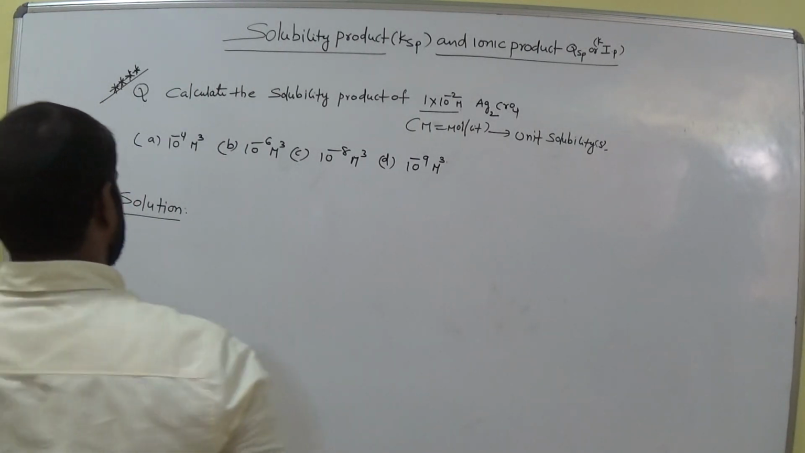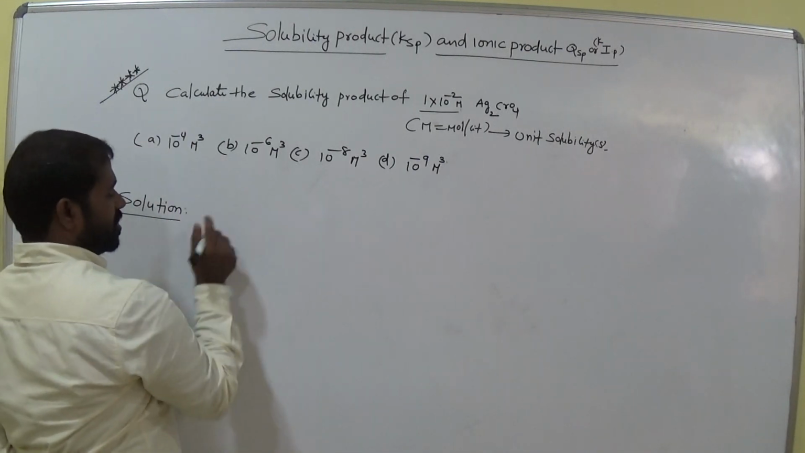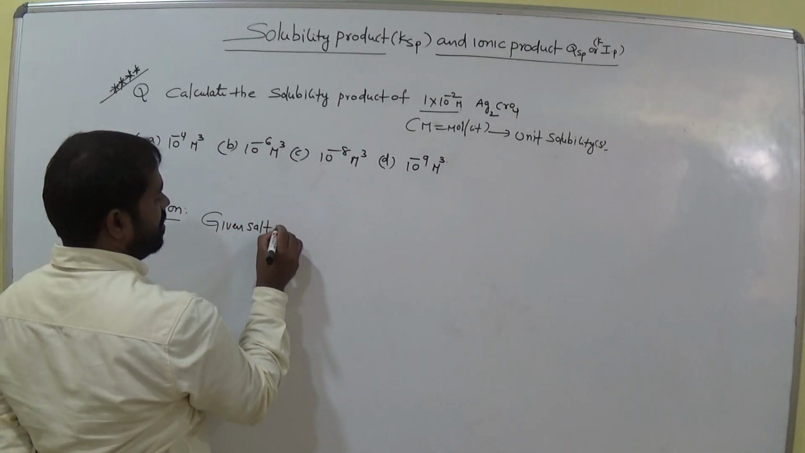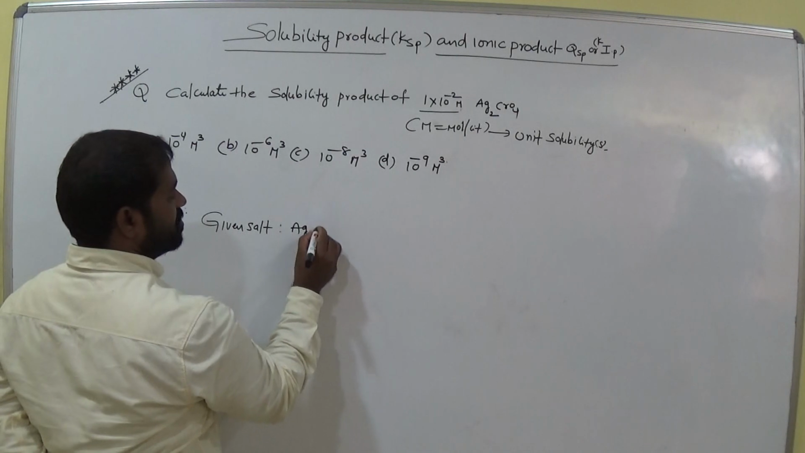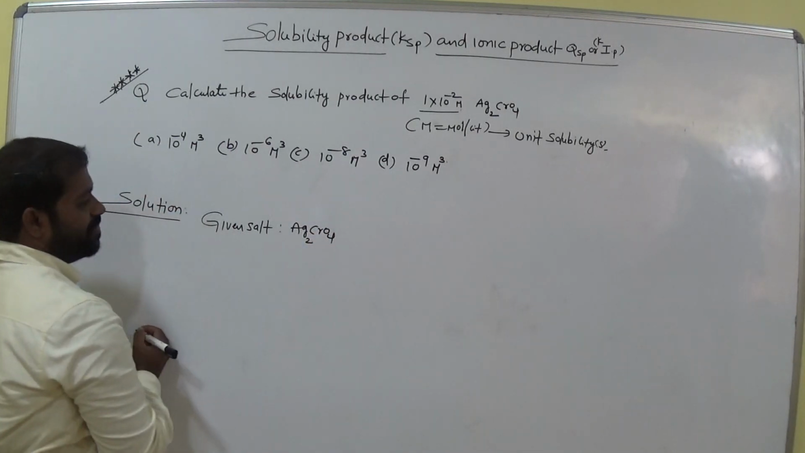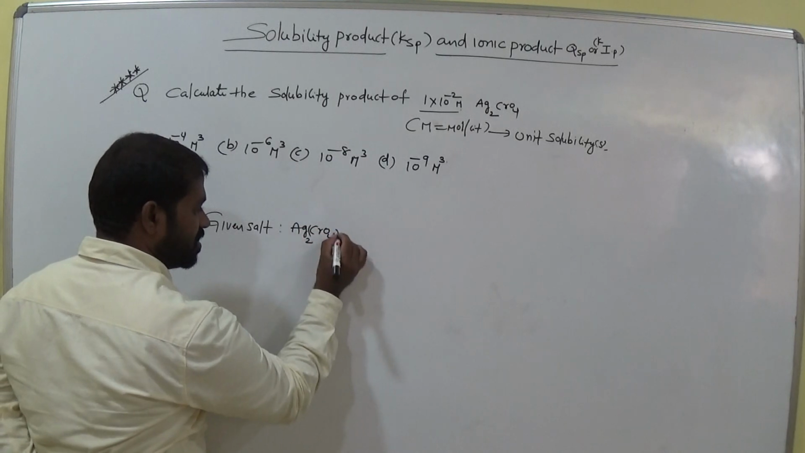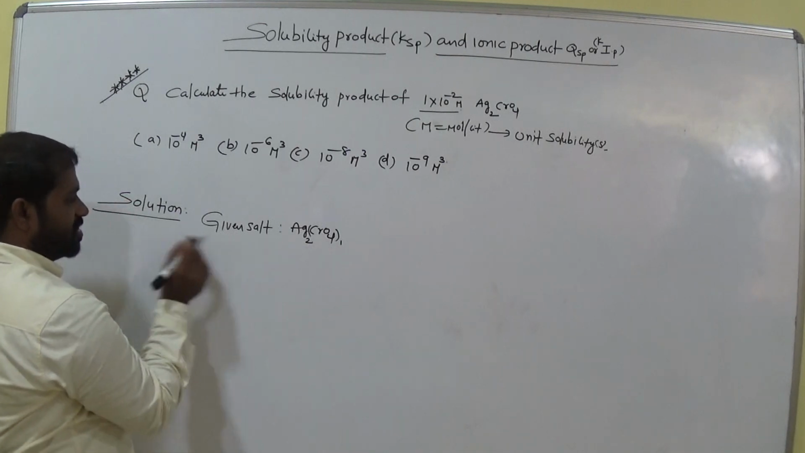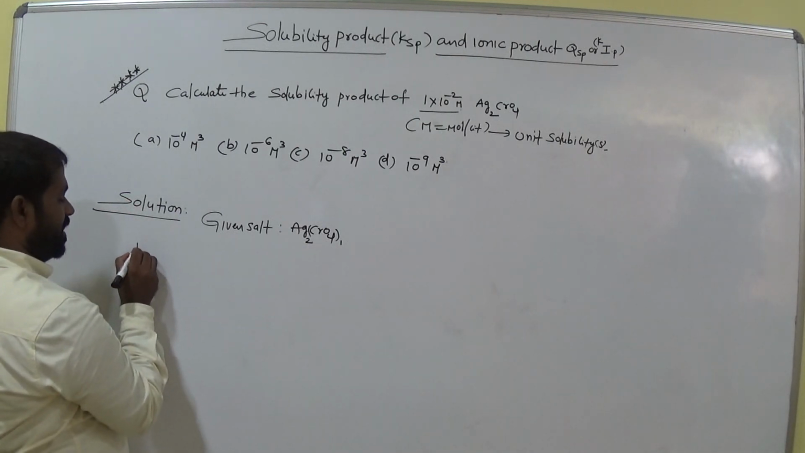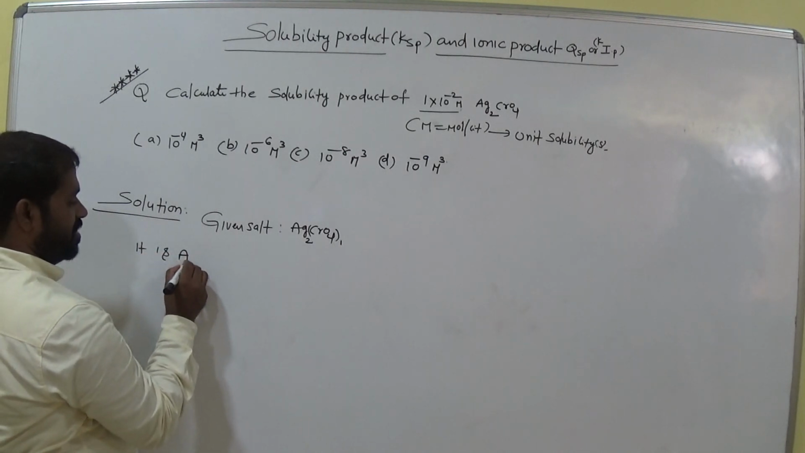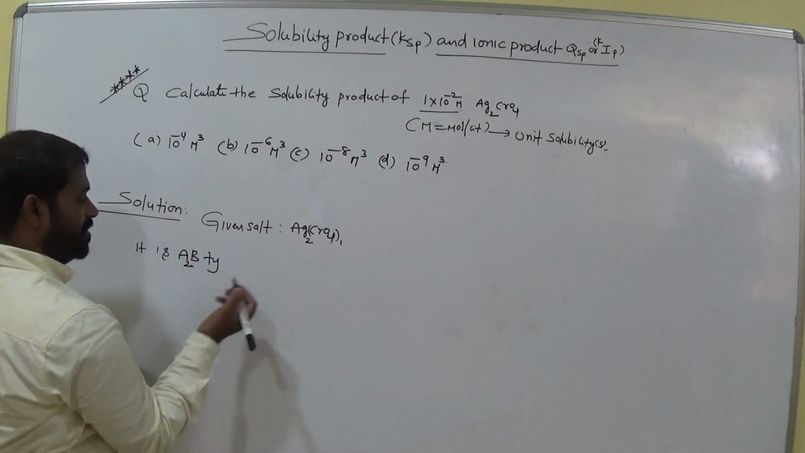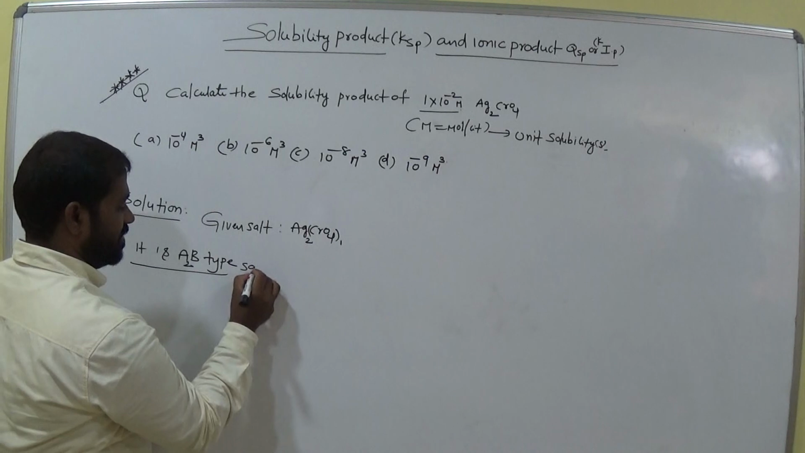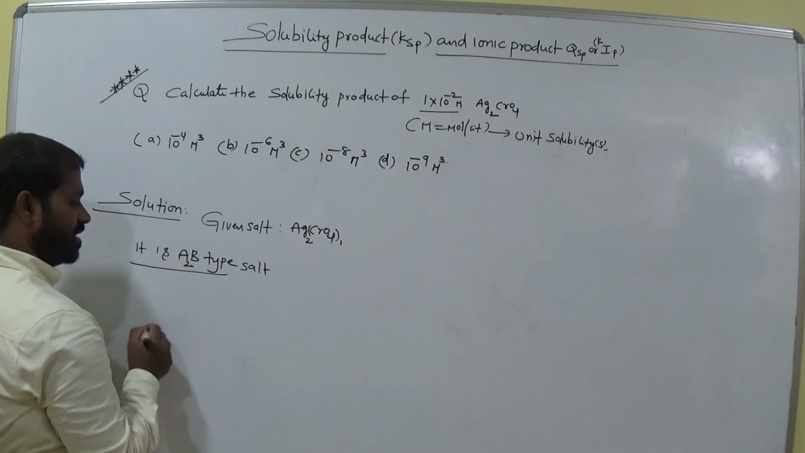So now what type of salt is given? Ag2CrO4, silver chromate. Remember this, Ag2CrO4, this is the meaning of the given one. So now what type of salt is it? It is A2B type or AB2, am I right? A2B type salt, clear? For this, what is the formula?